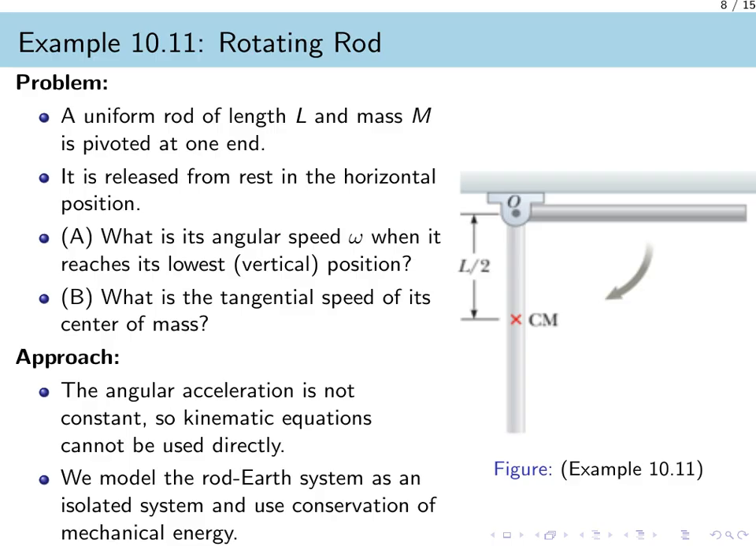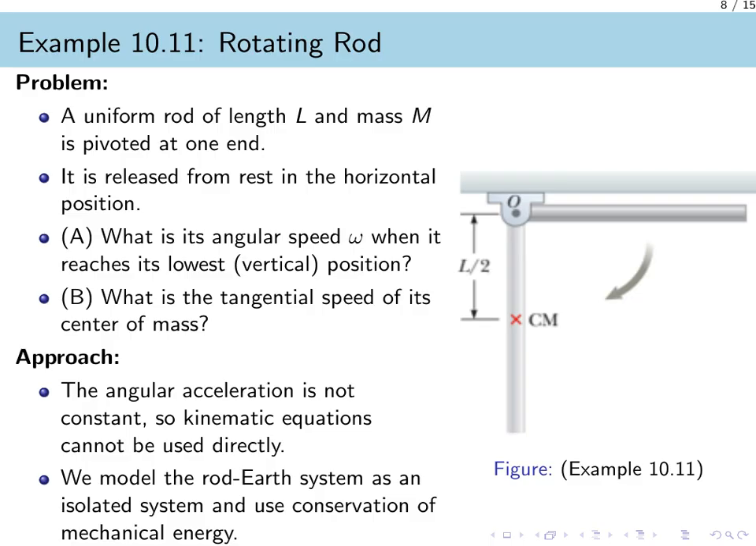A crucial point here is that we cannot use the standard rotational kinematic equations. This is because the torque exerted by gravity on the rod changes as it swings. Since the torque is not constant, the angular acceleration is also not constant. Instead, we will model the rod and the Earth as an isolated system. Because gravity is a conservative force, the total mechanical energy of the system is conserved.